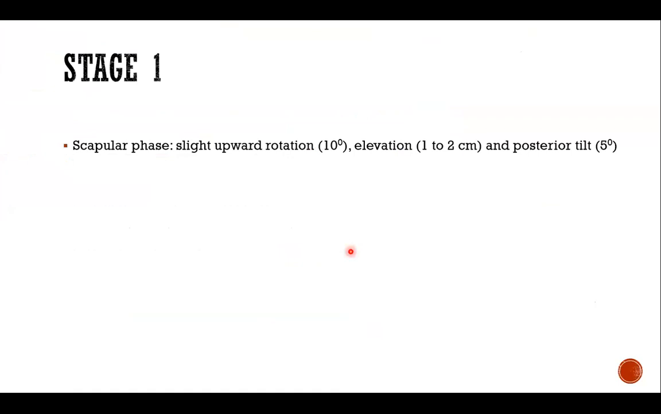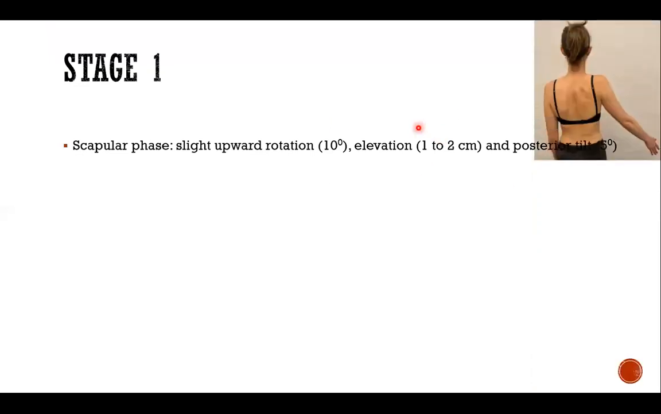Stage 1, scapular phase. Scapular phase, we all know what we have discussed till now. It is these findings. And this is done at around 20 degrees of abduction. So the patient is instructed to upwardly rotate, elevate, and posteriorly tilt the shoulder at 20 degrees of abduction.